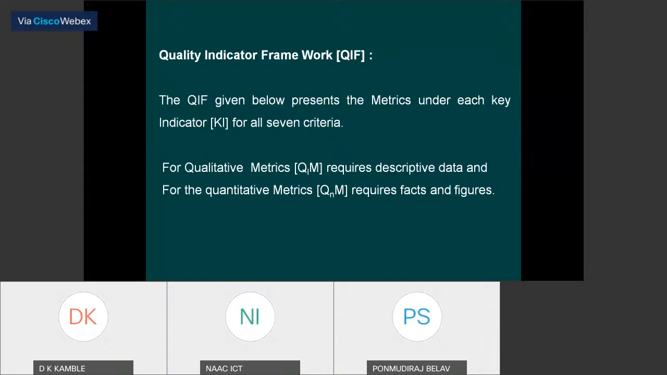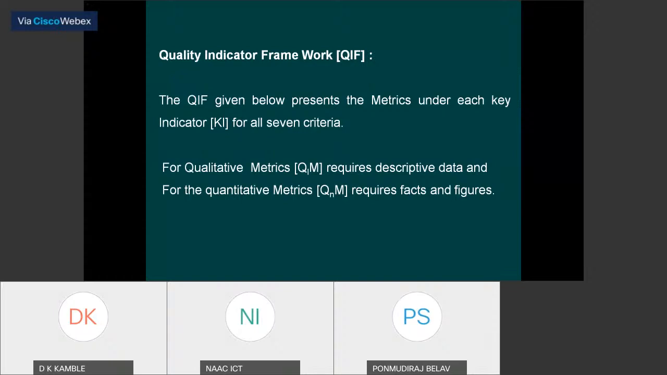One is qualitative metrics, which relate to descriptive answers, meaning institutions have to give a descriptive answer of a minimum 300 to 500 words in the SSR. That is qualitative, and that 30% evaluation will be done by the peer team during the on-site visit.